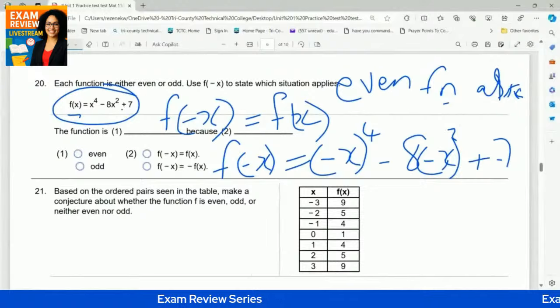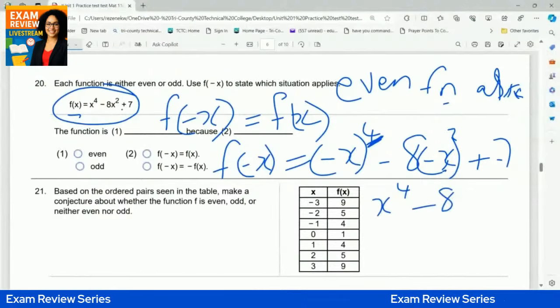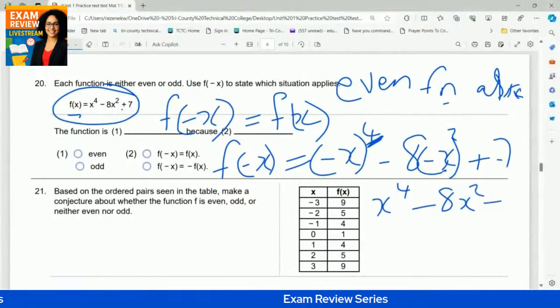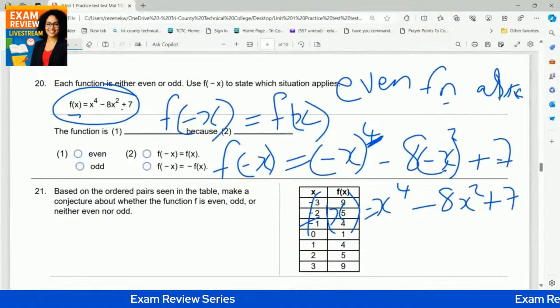Okay, when I evaluate, this exponent is even, so the negative there doesn't really matter. This is even also, so I have negative 8x squared, and this is 7. Therefore, f of negative x gave me the original function, which means this function in number 20 is even and has y-axis symmetry.